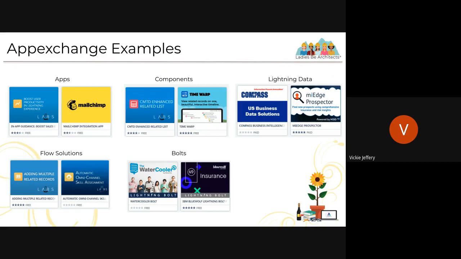And we've got components. Again, Salesforce Labs, there is an enhanced related list app there. Might be great, and it's got some pretty good reviews. There's 4-star reviews on that one. And then Time Warp. That's a component for viewing related records on one beautiful interactive timeline. It's something that someone's built. It's also free, but there will be paid apps as well for that.